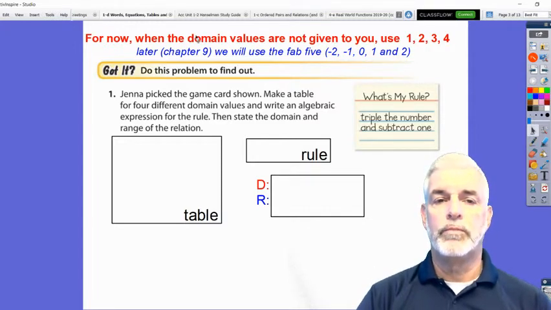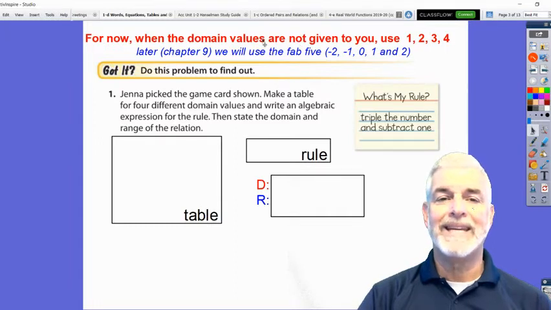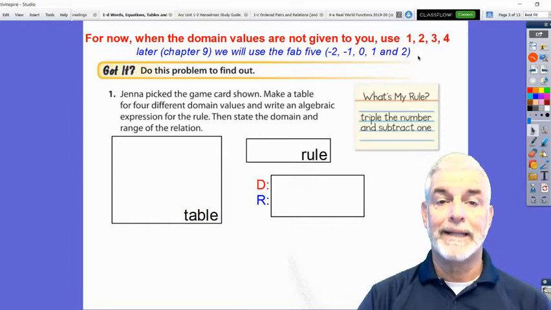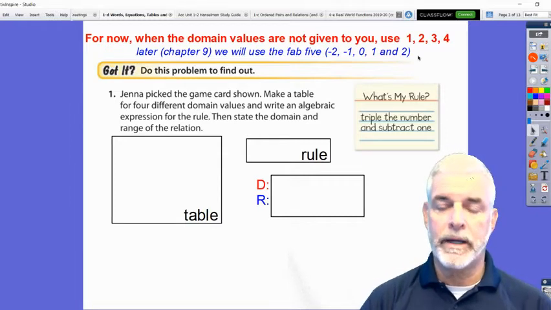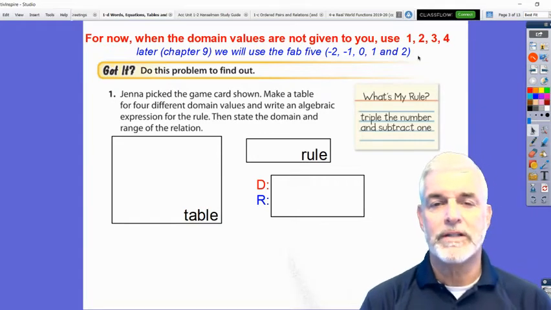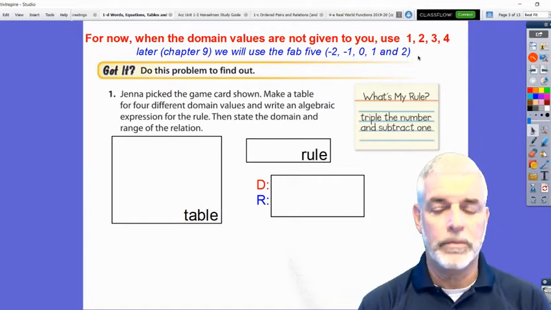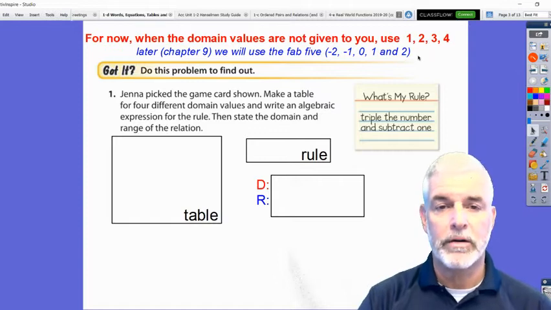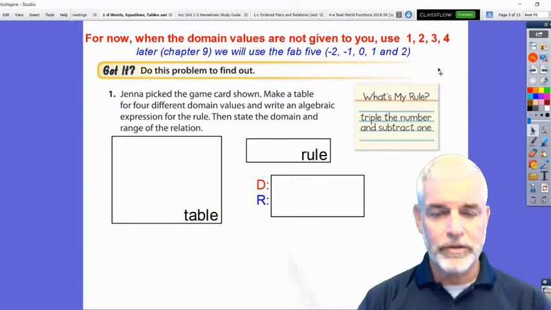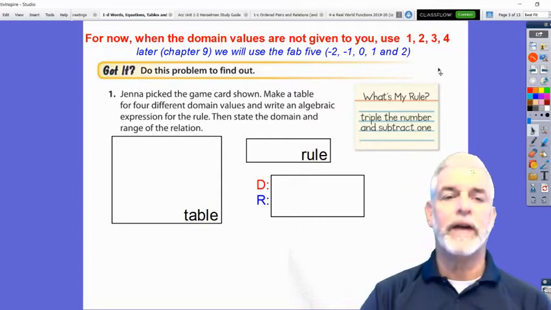So again, like I said, if they do not give values for you to use in x, just use 1, 2, 3, and 4. Later on in chapter 9, when we move to functions, we'll use what we call the Fab 5, which is -2, -1, 0, 1, and 2. And more on that later in the year. All right, for now, chapter 1, we're just kind of getting this language of algebra stuff down.